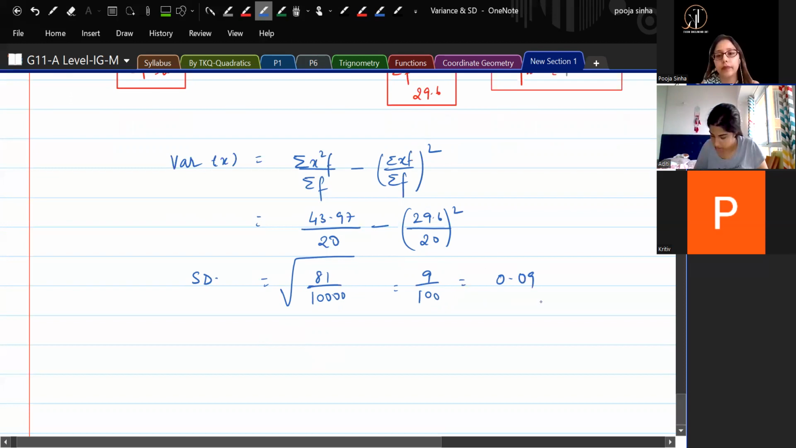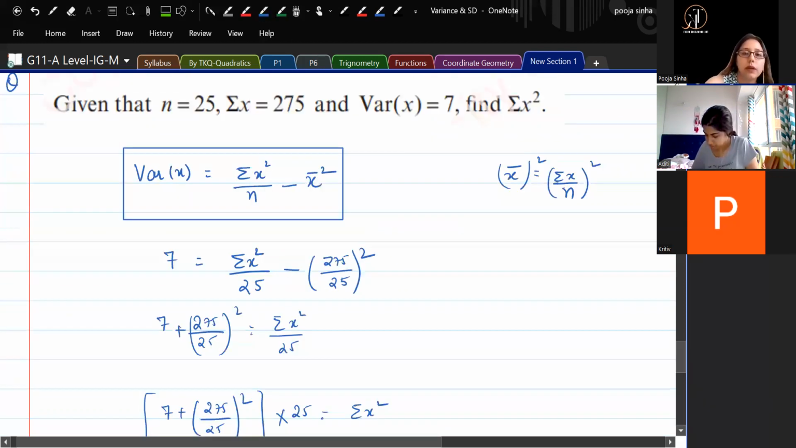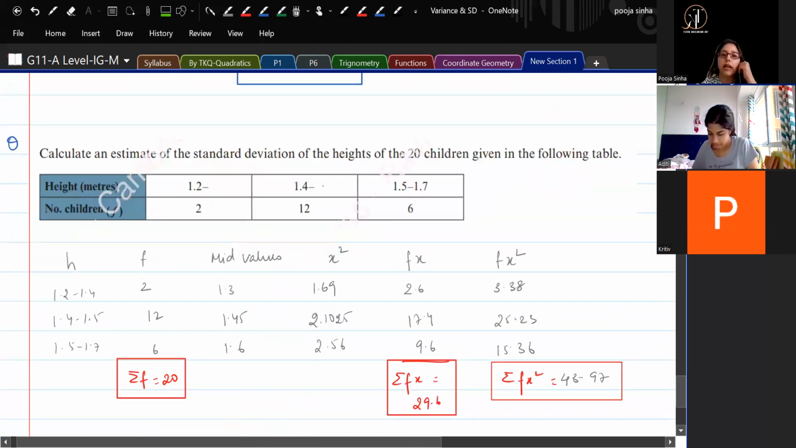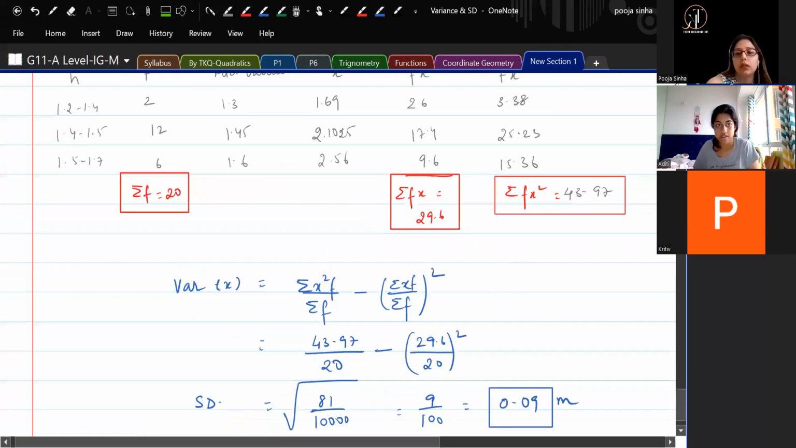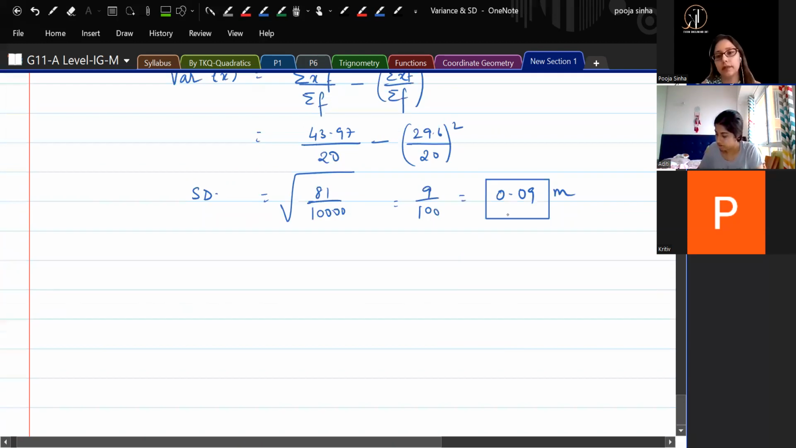Okay? Yeah. That is the answer. And since it has units, you will have to write the units also, because the question was about heights of children and it had a height in meters. So 0.09 meters is the answer. Standard deviation is 0.09 meters. Clear? Yeah. Clear, ma'am.